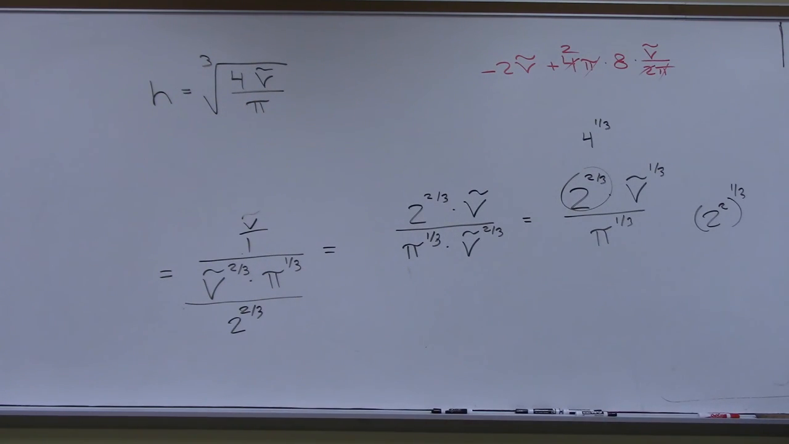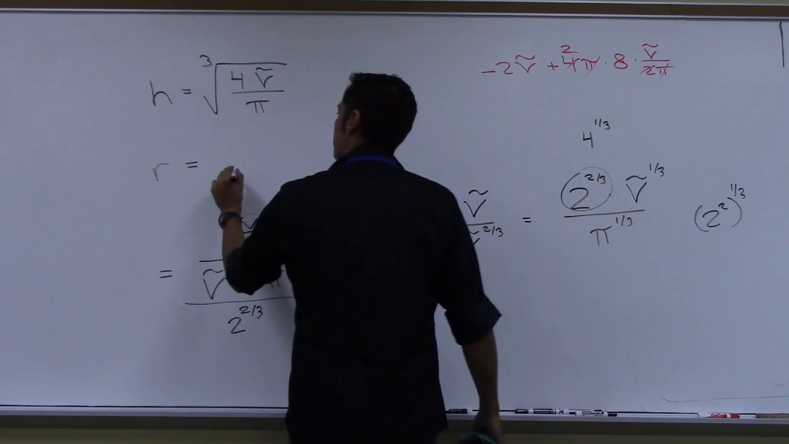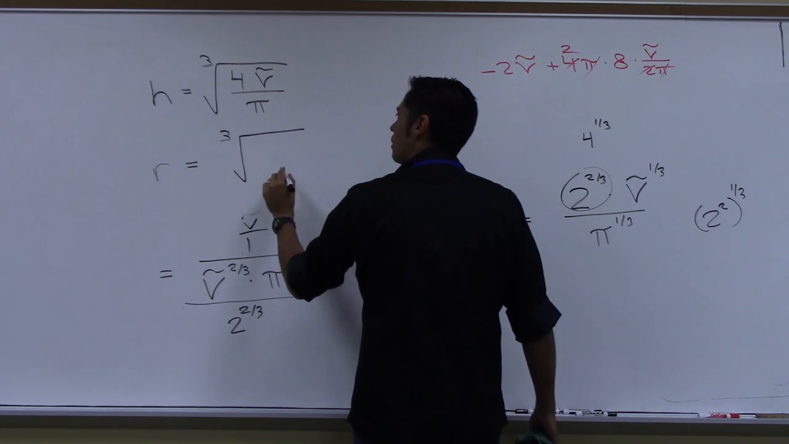But it still doesn't help us because we still don't know what v tilde is. Yeah, but now replace v tilde with anything you want. What was r? R was the cube root of v tilde over 2 pi.